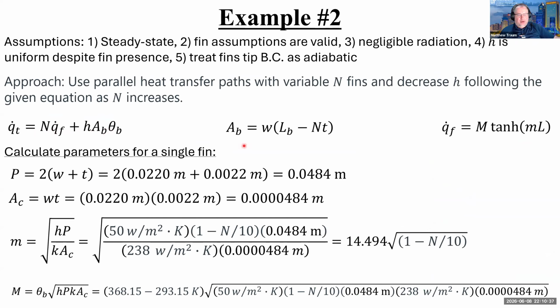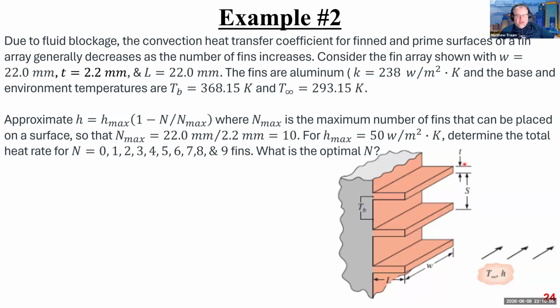We need this thing called A sub b. That's A sub base. So what is A sub base? That is just the width of the fin times the length of the base minus n times t, right? So what is that exactly? So here's t. So n times t is the number of fins multiplied by this little area. And then L sub B is the total length of the base, right? Which we're given. It's here.